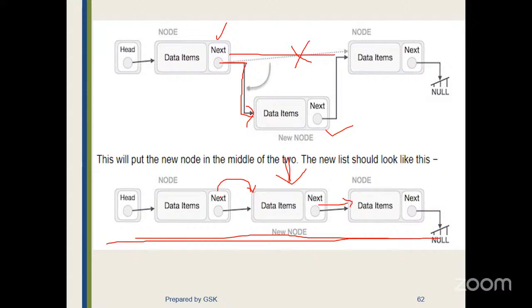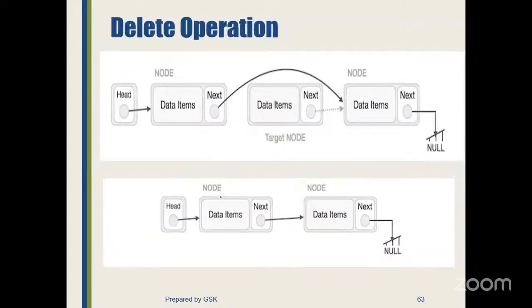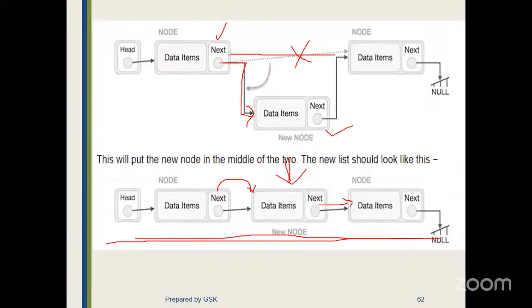Now you can observe the advantage. If we work with the array concept, we need to do more shufflings, right? But we didn't do any more shuffling here. Just we changed the link positions of two nodes only. That's it. That's why it takes very less time.